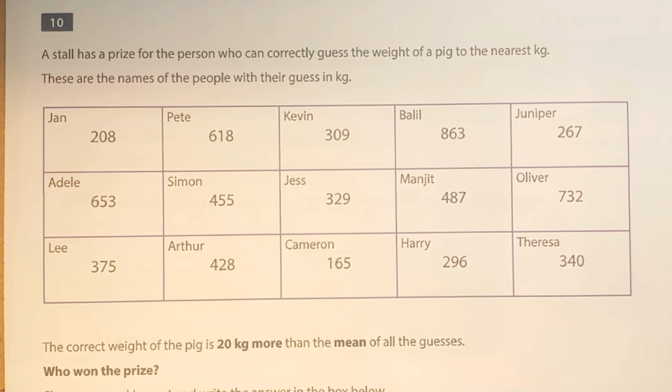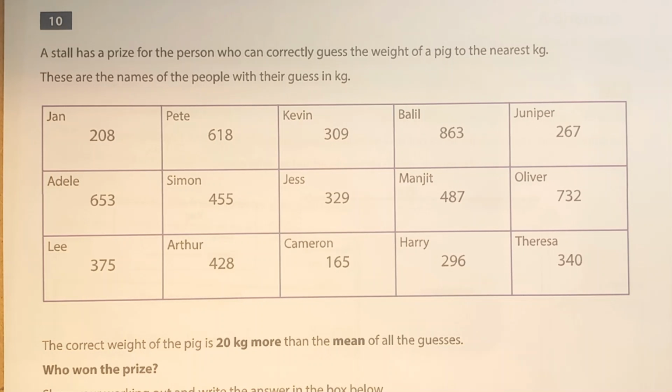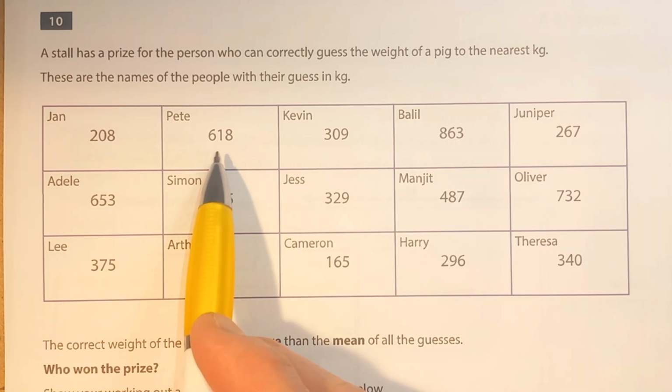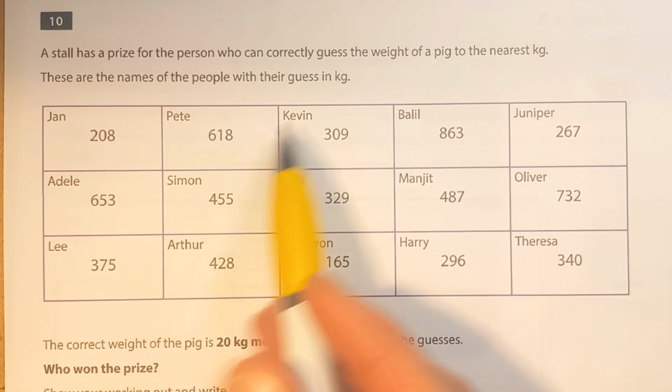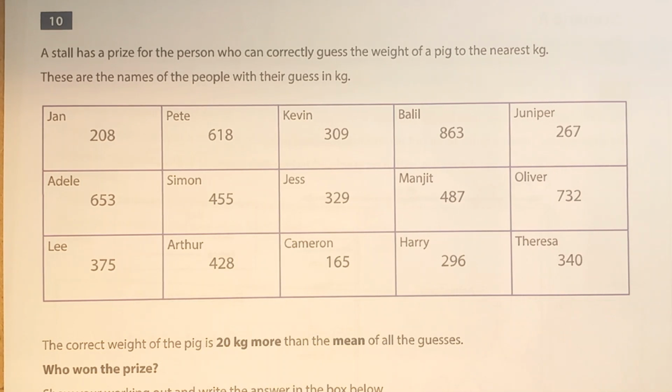Question 10. A stall has a prize for the person who can correctly guess the weight of a pig to the nearest kilogram. These are the names of the people with their guesses in kilograms. So Jan guessed 208 kilos, Pete guessed 618 kilos, and kilos means the same as kilogram. Kevin guessed 309, and so on. The correct weight of the pig is 20 kilograms more than the mean of all the guesses. Who won the prize? All right, well, we need to work out the mean.